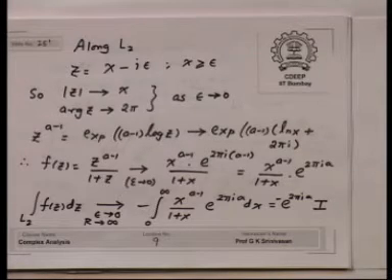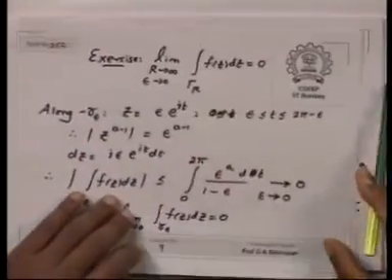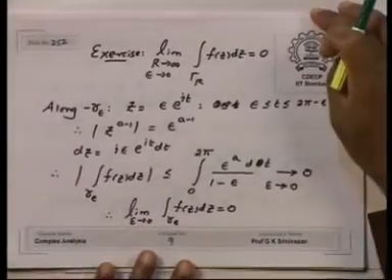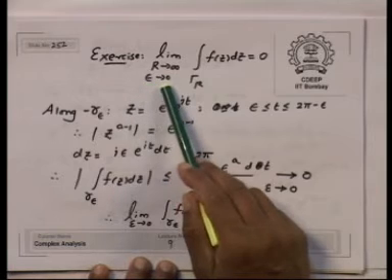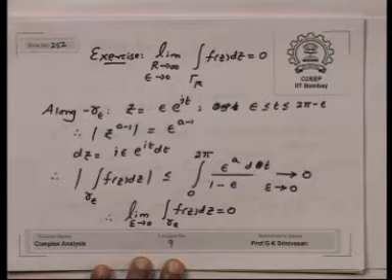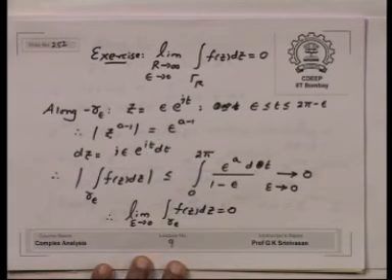1 minus e to the power 2 pi i a into the integral that you want, correct? Finally, it is an exercise for you to check that as r tends to infinity and epsilon tends to 0, the integral along the bigger circle goes to 0. Now, along the small circle, z is epsilon e to the power i t.